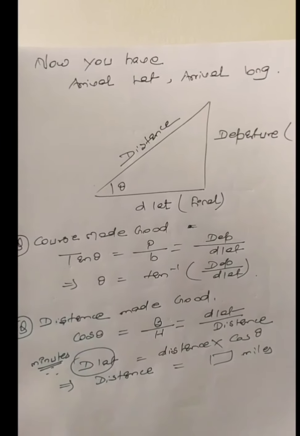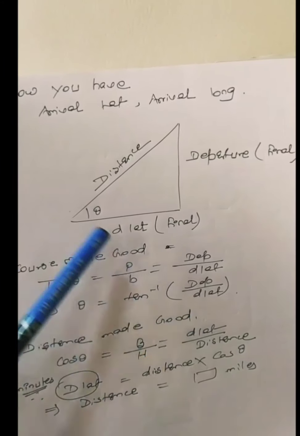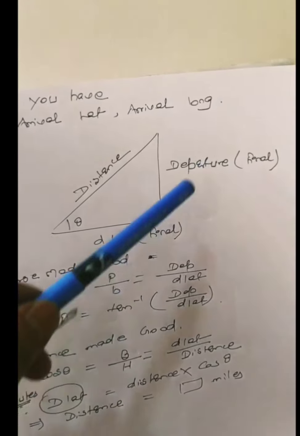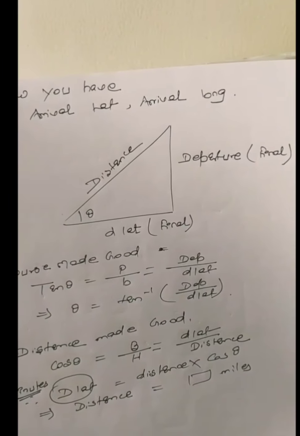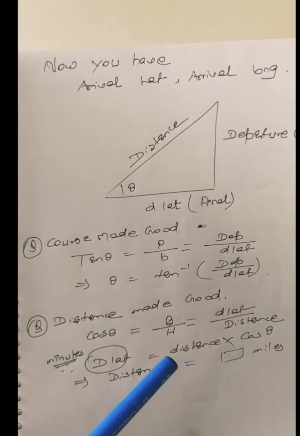So tan theta is perpendicular by base. So departure, p by b, by d lat will give you the theta. This departure is in minutes, d lat in minutes, both the final departure and final d lat that you calculated in the first part, and this will give you the theta. So the first part of the answer is done. That course made good was this one.